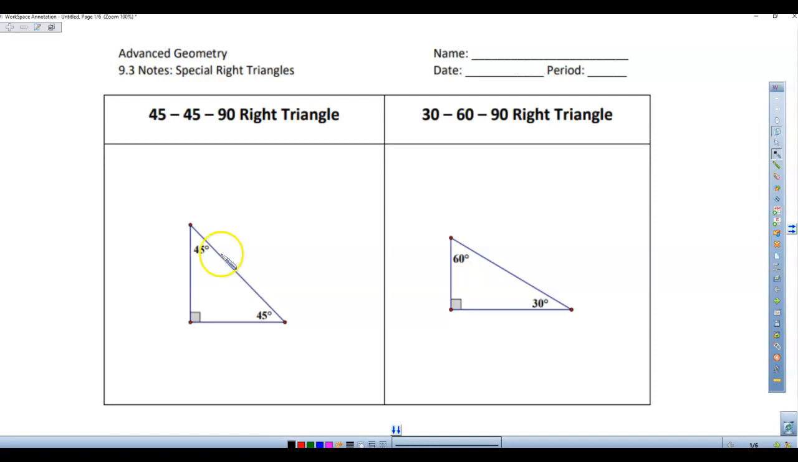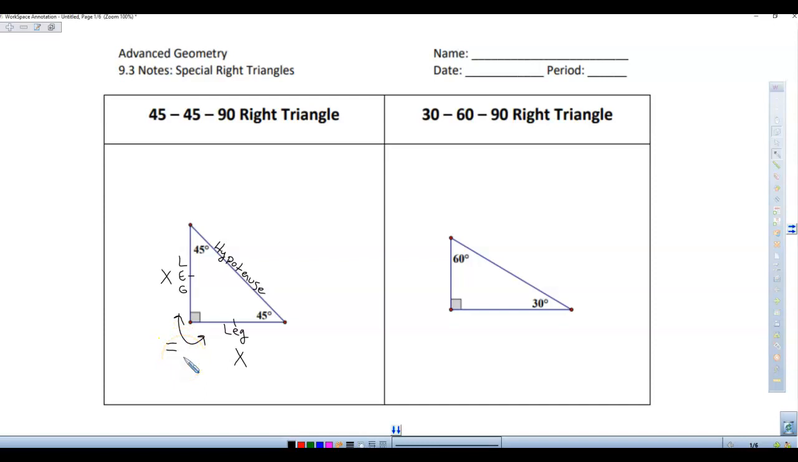So in a 45, 45, 90, of course, you have a hypotenuse. That's the side across from the right angle. You have two legs. Now in a 45, 45, 90 triangle, the legs are congruent to one another. So, if the leg was x, then of course the other leg was x. They're equal to one another. So I like to draw a little arrow showing my little equal sign.